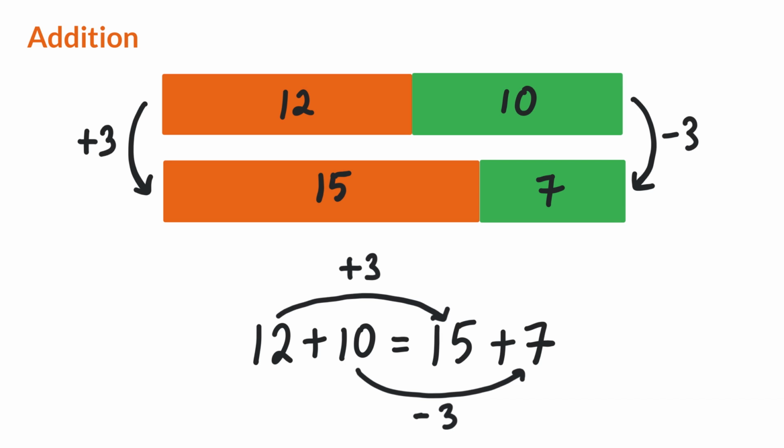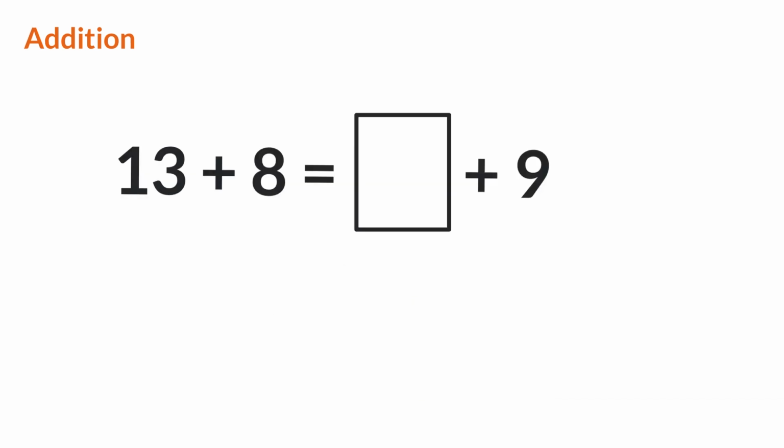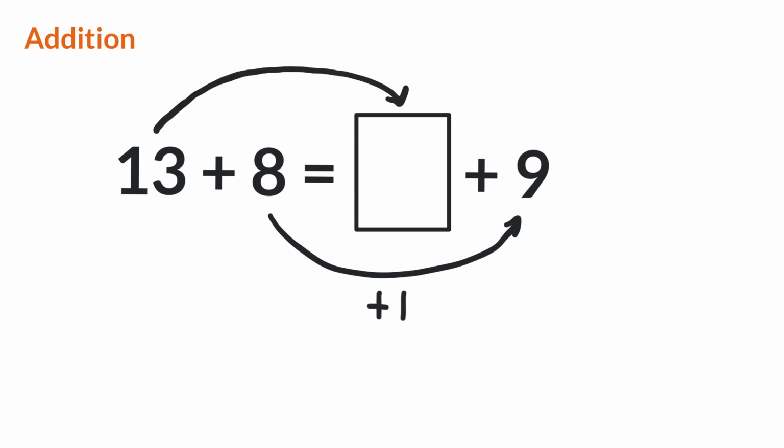Let's do an example. Here's an example of a number sentence with a missing number. Notice that when I compare the left hand side with the right hand side, the number 8 increases, or goes up by 1, to make a 9. In order to keep the bars the same length, that means that if I compare the left hand side to the right hand side, the number 13 is going to have to go down by 1. So that means that the missing number is 12.